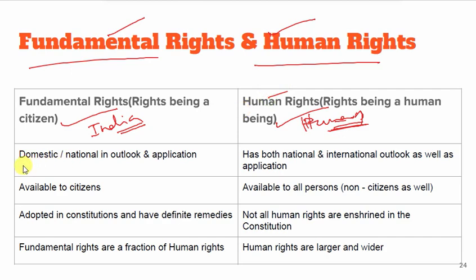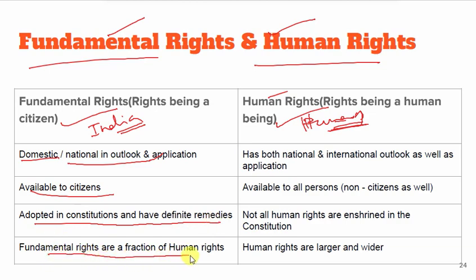So if you can see the differences, fundamental rights are domestic and national in outlook and application, available to citizens, adopted in constitutions and have definite remedies. Fundamental rights are a fraction of human rights. Human rights have both national and international outlook as well as application. They are not only on the basis of nation, but have an international outlook as well.